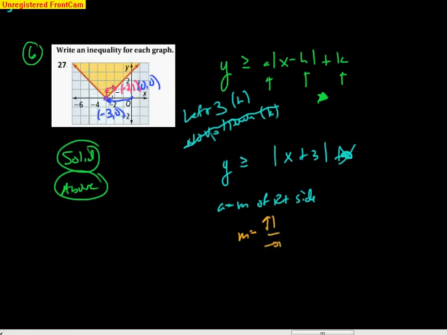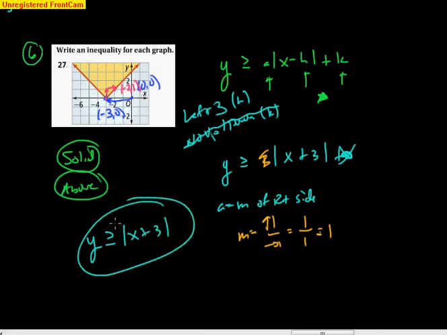Up 1 to the right 1. That is positive 1 over positive 1. That's just a slope of 1. If you want to put the 1 there, that's fine, but again, you don't need it. So the absolute value inequality here is y is greater than or equal to the absolute value of x plus 3. And again, you can put the 1 there, you can put the plus 0 at the end. I don't care, but you don't need them. The 1 here doesn't matter, the plus 0 at the end doesn't matter.